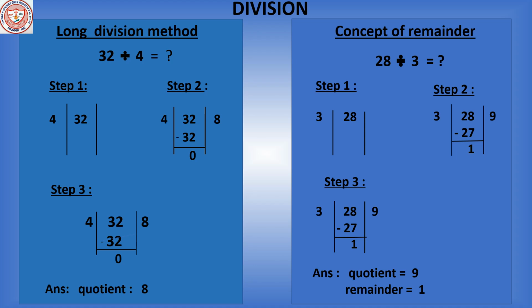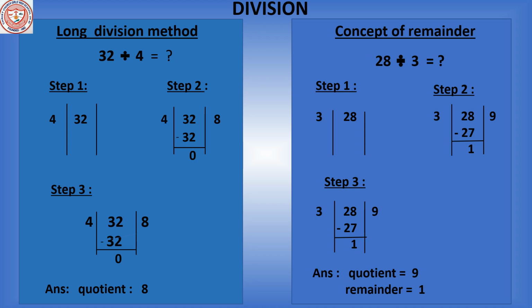Write 9 beside the dividend and write 27 below the dividend and subtract them. Look here, 28 minus 27 gives 1. And number 1 cannot be further divided by 3. So, the number 1 is left over. It means the number 1 is the remainder.